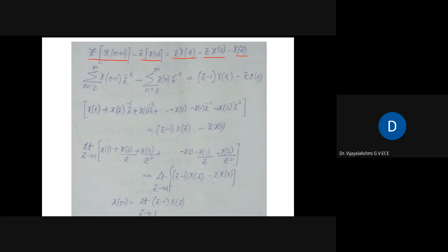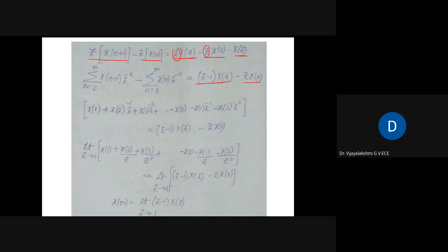And here, what I have done is take z common. I've taken X of z as common. So when I take X of z as common, from this I get z, and from this I get z minus 1, right? And what is left out is minus z into x of 0.